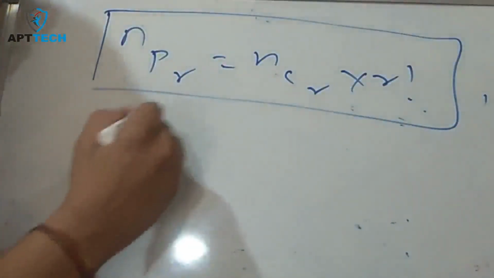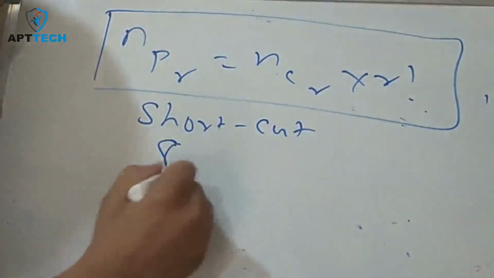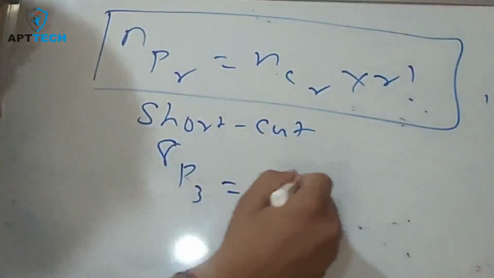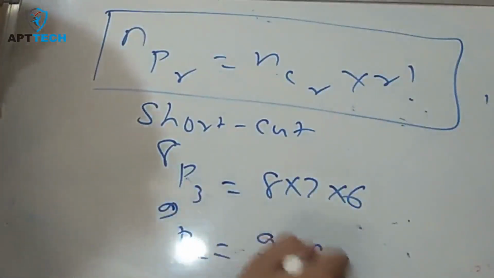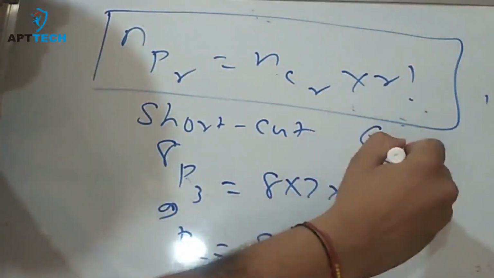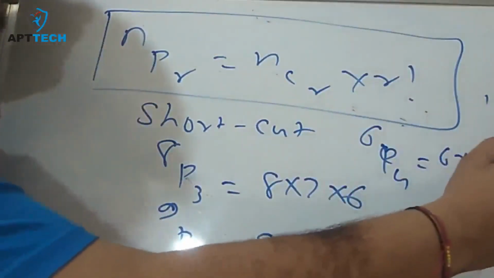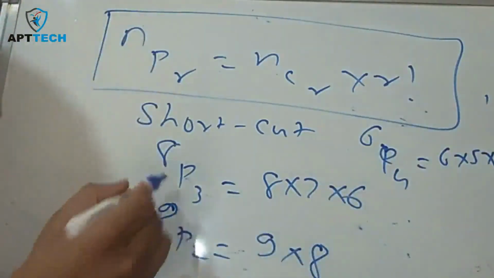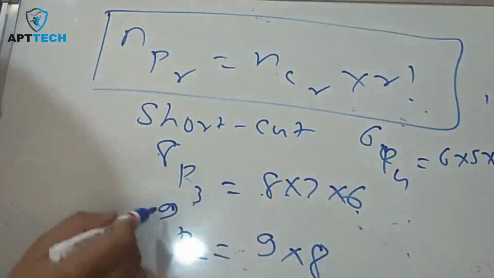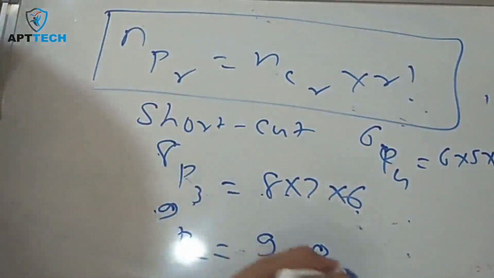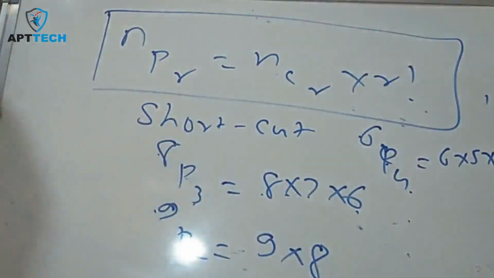But the shortcut: 8P3 is 8 into 7 into 6, 9P2 is 9 into 8, 6P4 is 6 into 5 into 4 into 3. So please remember the shortcut: 8P3, 8 को 3 घर पीछे; 9P2, 9 को 2 घर पीछे; 6P4, 6 को 4 घर पीछे.